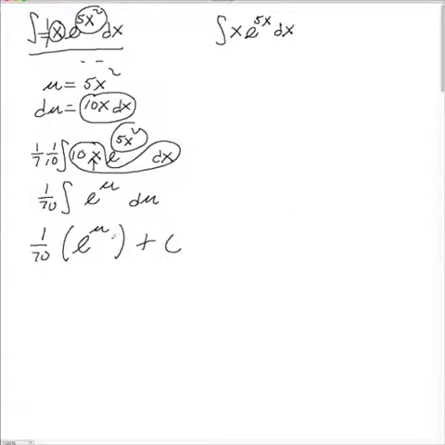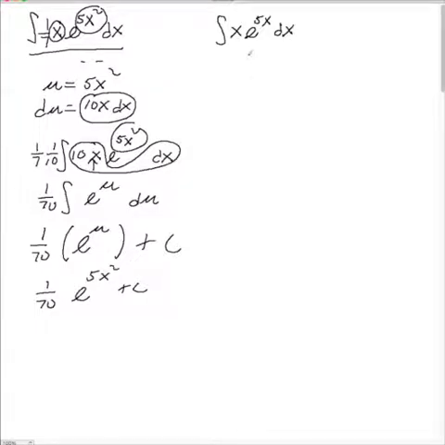Now technically I guess the c should be in the parentheses and it gets multiplied by 1/70, but it doesn't matter because it's going to be some other constant, so I put it out here. But you end up with 1/70 e. Now I put u back in with what it is, 5x squared, plus a constant. And it's not too hard to see that if you differentiate this, you're going to get back the original function.